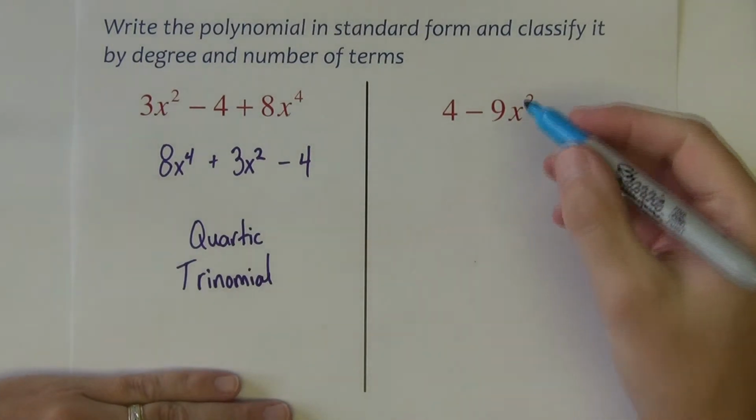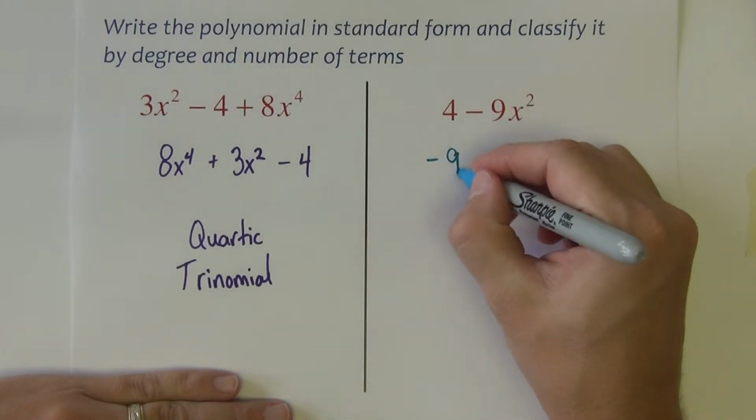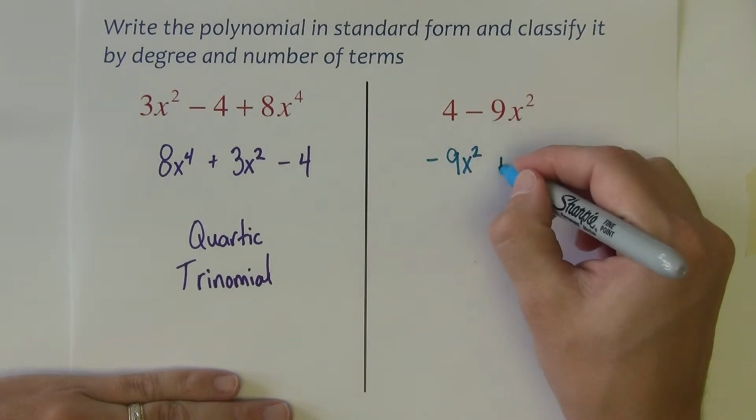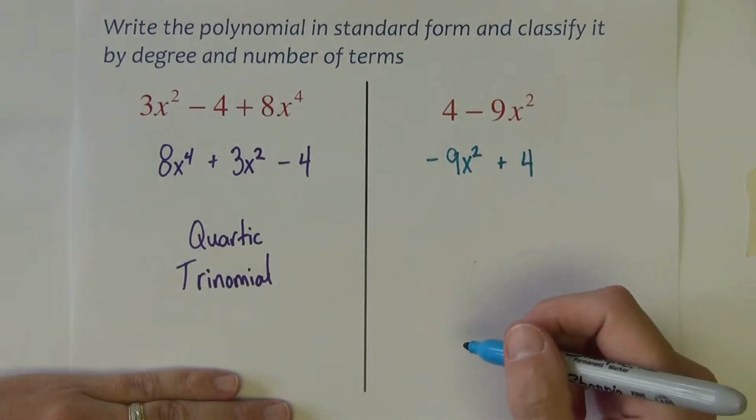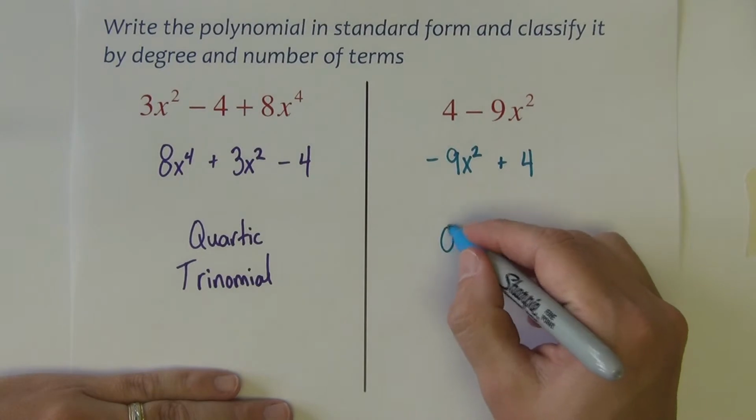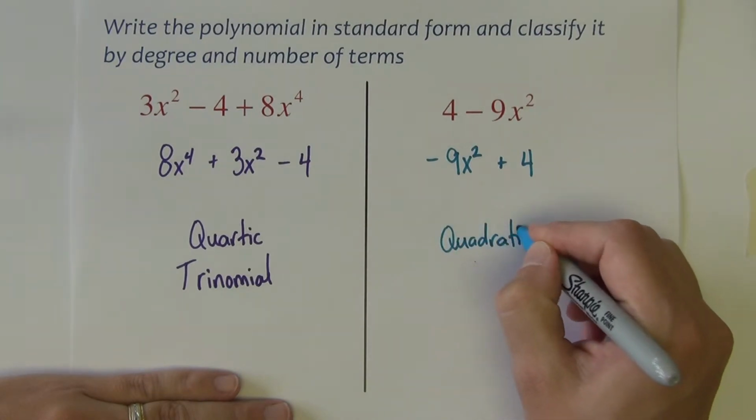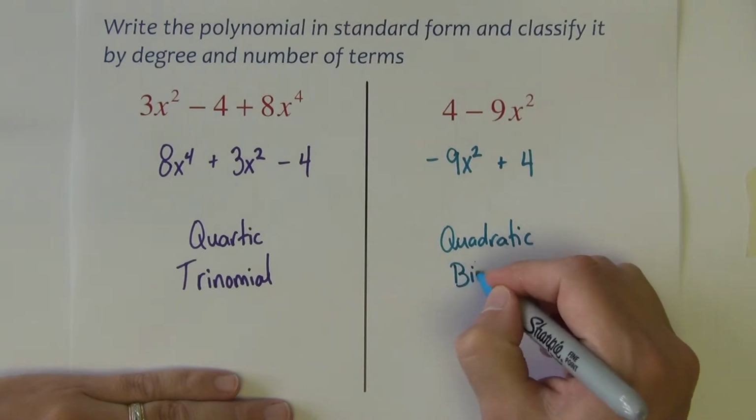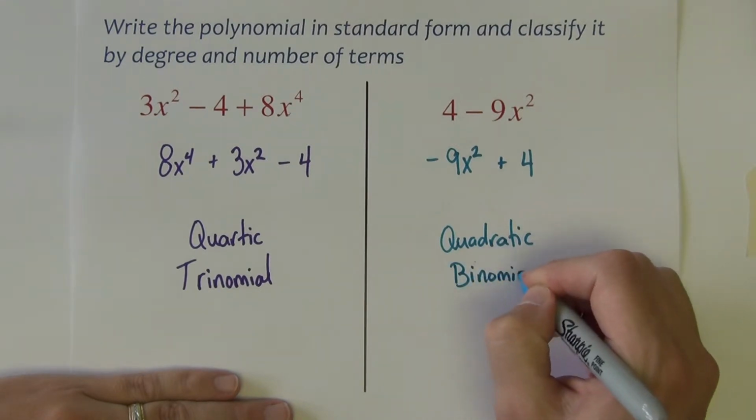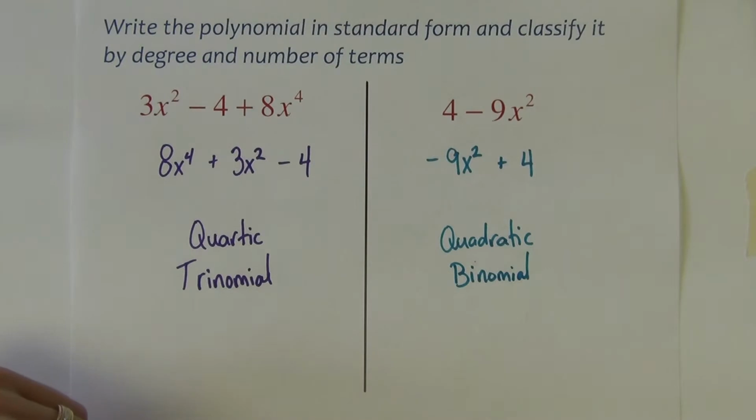The next one, to get it in standard form, that negative 9x squared has to come first. Plus 4 goes second. I would call this a quadratic binomial. Quadratic as it is second powered, binomial in that there are two terms.